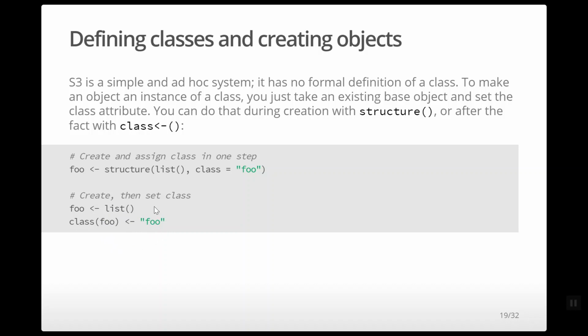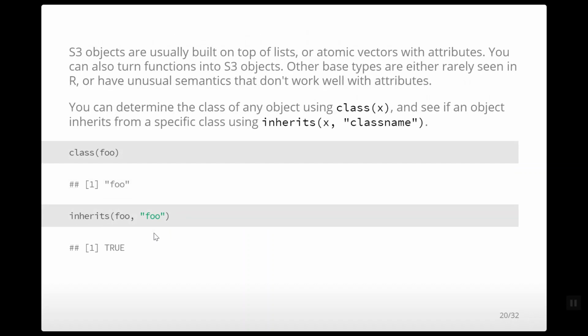You want to call this happy awesome class? You can do that. You just do class of whatever object it is, and then you put in quotes a character string that names the class. Okay, and then R just remembers this.